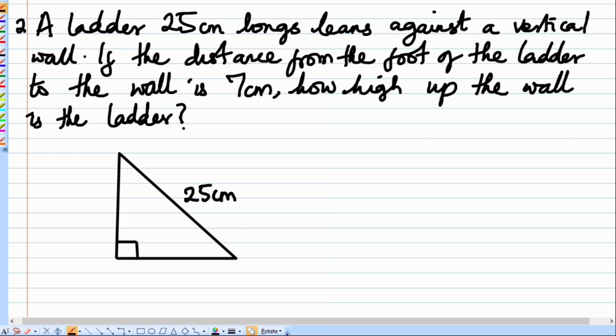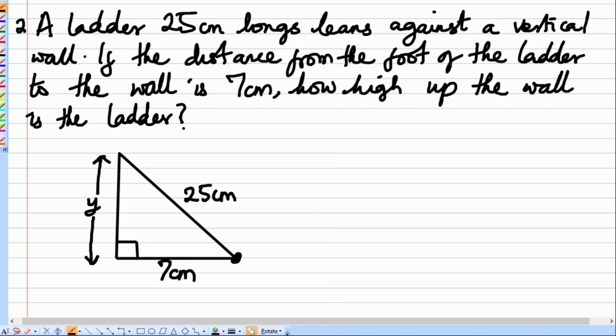If the distance from the foot of the ladder, so this is the foot of the ladder, so the distance from there to the wall is 7 cm from the question. 7 cm. How high up the wall is the ladder? So we're looking for the distance from this point to this point. So we can just call it y or anything. So let's go y. So that means we're looking for y.